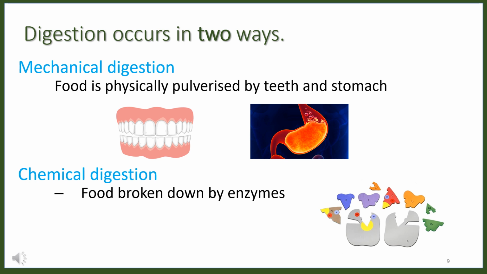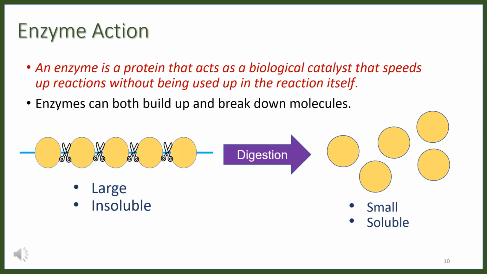It has been broken down quite considerably, and that means that those chemicals can actually get to all the parts of the food to start doing their job and breaking it down. So an enzyme is a protein. I've said this before, that proteins come in lots of different shapes. We've got hemoglobin, enzymes, antibodies, and so forth.